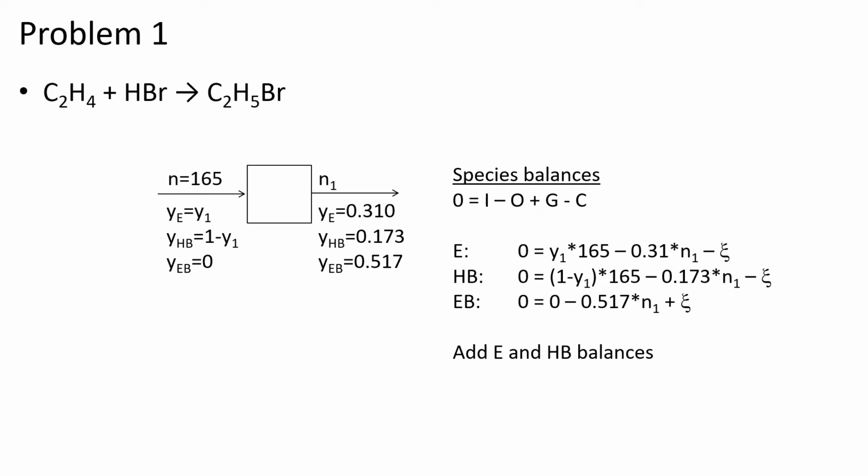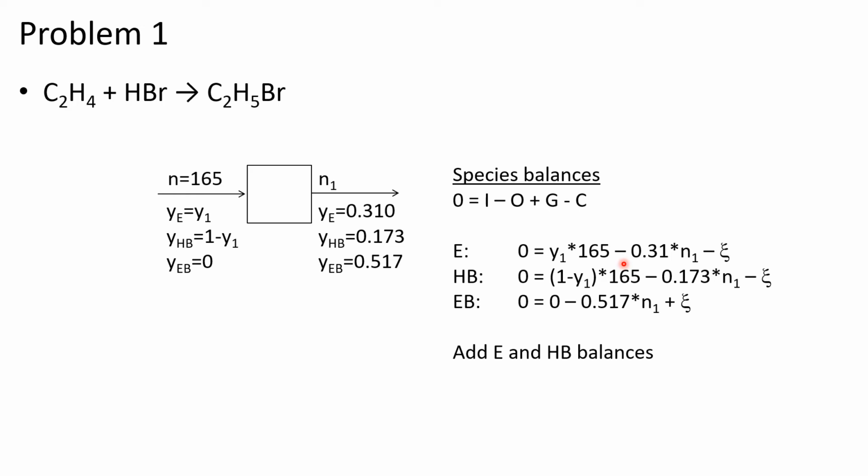Once again, I hope you did pause, and this is what you should have found when you wrote out the mass balances for each species. And we're going to go through each of these in some detail here. First, let's look at the ethylene balance. We're going to start off by saying 0 is equal to what comes in. So what comes in we obtain by looking over here at the inlet stream. We'll take the fraction of that stream from below the arrow, which is Y1, times the amount above, which is 165. So we have Y1 times 165 is what comes in.